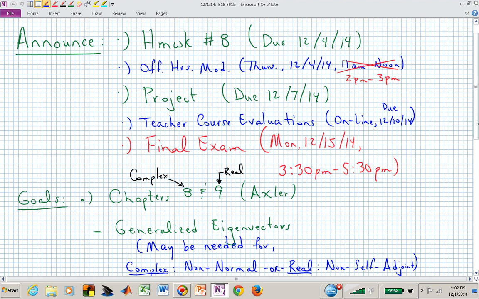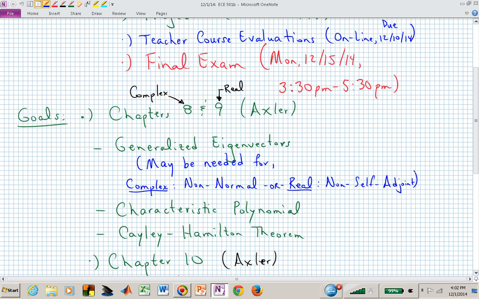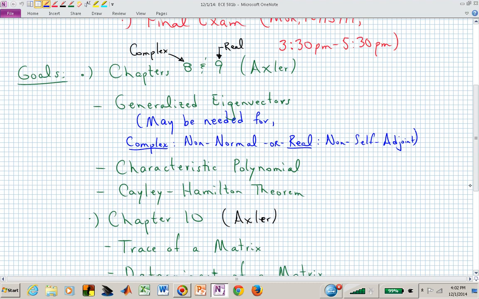What I want to do is spend this week finishing up the finite dimensional material, which is chapters 8, 9, and 10. Today we will cover material in chapters 8 and 9. Essentially we'll cover material in chapter 8, and the extension to the real vector spaces will be in chapter 9. Then chapter 10 will be Wednesday, the next time we meet. And that will finally get to determinants of a matrix.